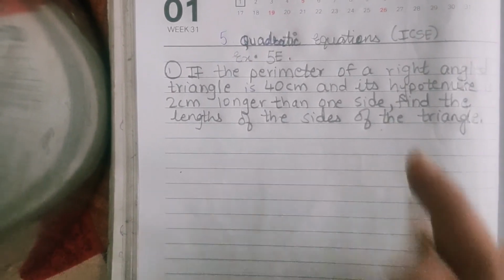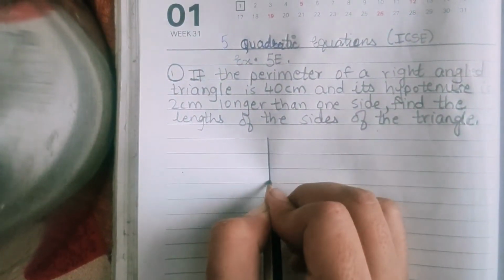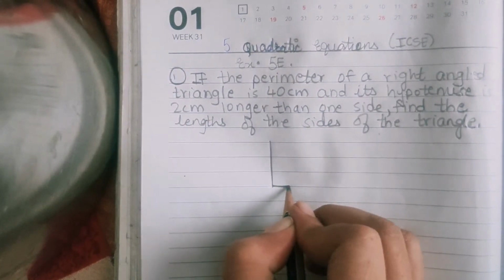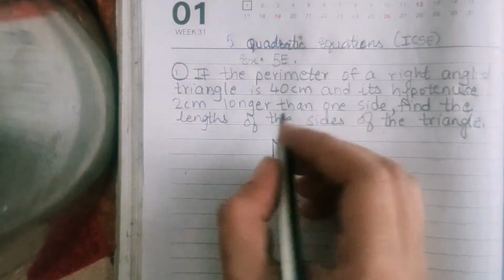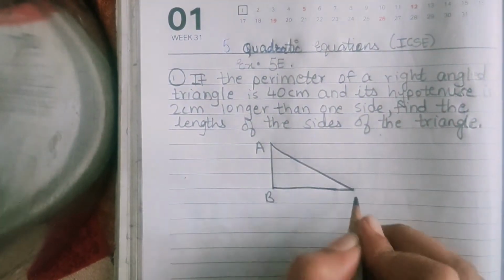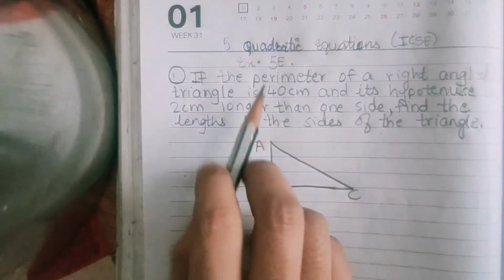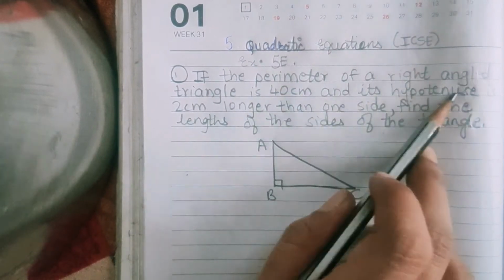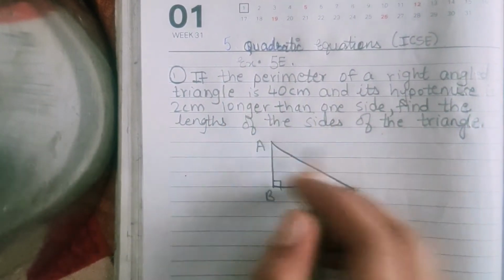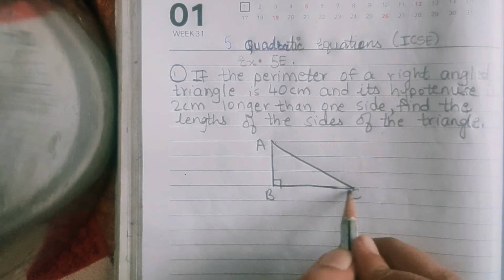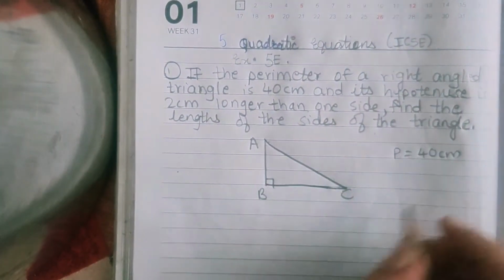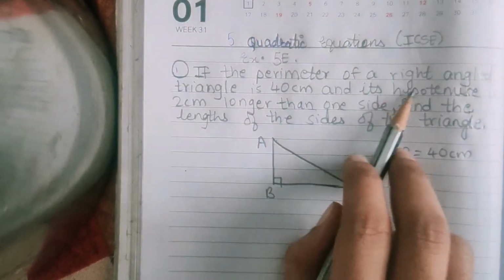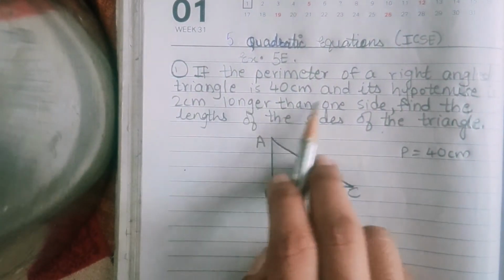Now here we are going to draw a right angle triangle. I'll draw it roughly. Suppose this is A, B, C. Now what they have said, the perimeter of a right angle triangle is 40 centimeter, means this side plus this side plus this side is all equal to 40 centimeter.